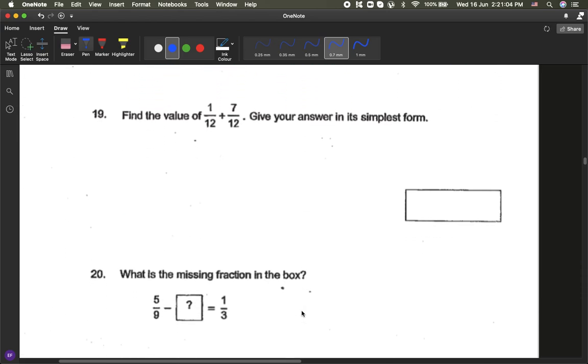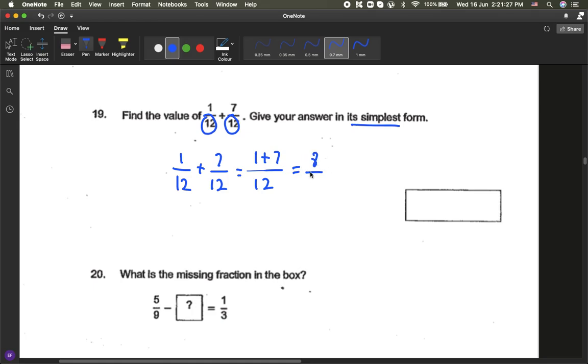Okay, question 19. Find the value of 1 over 12 plus 7 over 12. Give your answer in its simplest form. Now that's good. We already have the same denominator over here. So we can easily just add these two fractions together. So it'll become 1 plus 7 over 12.